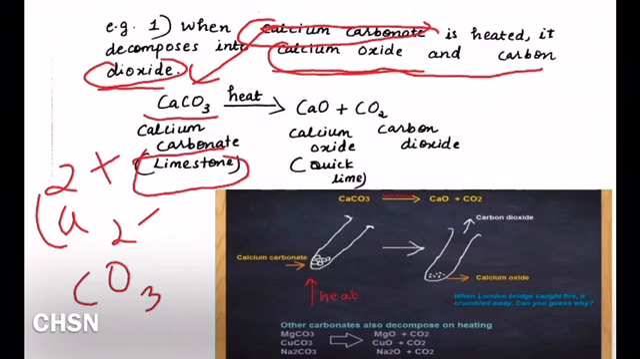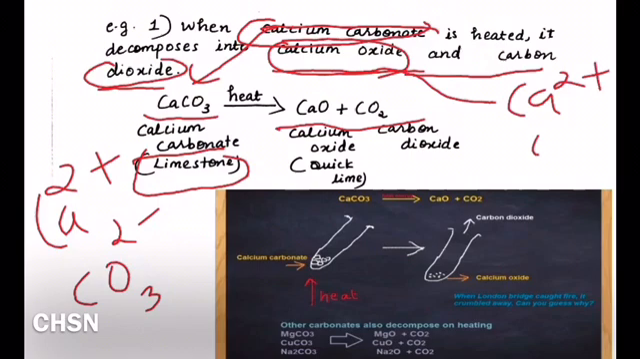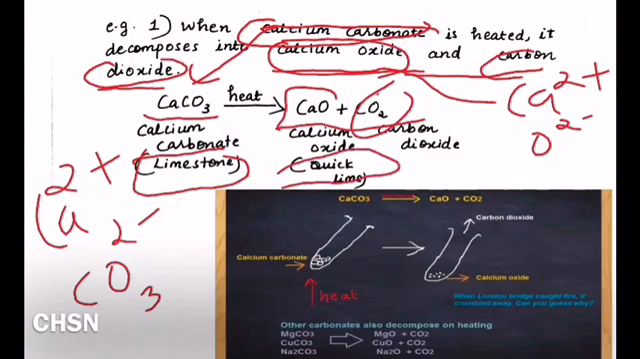It decomposes to form two products: calcium oxide. What is the formula of calcium oxide? Again, calcium oxide is an ionic compound. Calcium cation Ca2+, oxide anion O2-, exchange valencies, you will get CaO, plus the second product carbon dioxide, CO2. Calcium oxide's common name is quicklime. So this is the reaction: calcium carbonate undergoes decomposition and forms two products, calcium oxide and carbon dioxide.